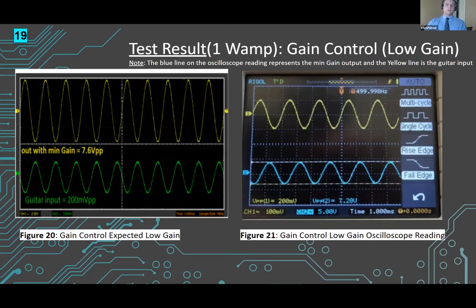And then when we go to gain control, we're comparing our low gain to their low gain, where at their low gain, they got 7.6 peak-to-peak voltage. And at our low gain, we got 7.2 peak-to-peak voltage.